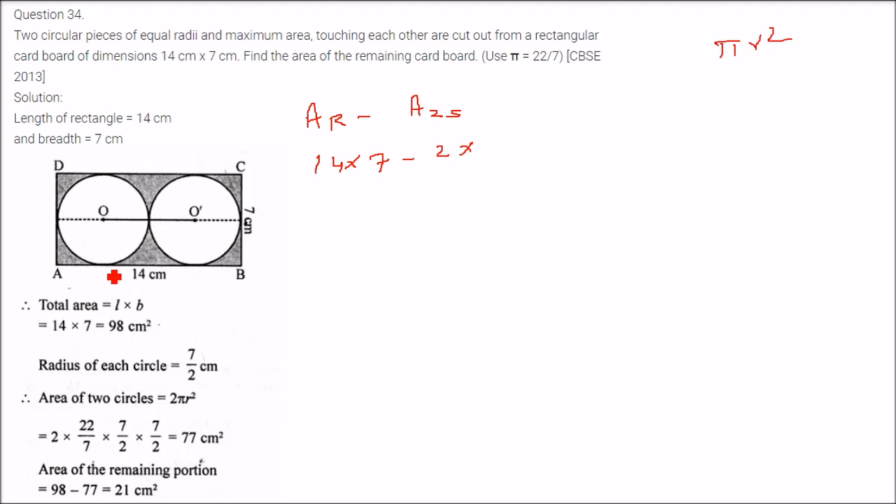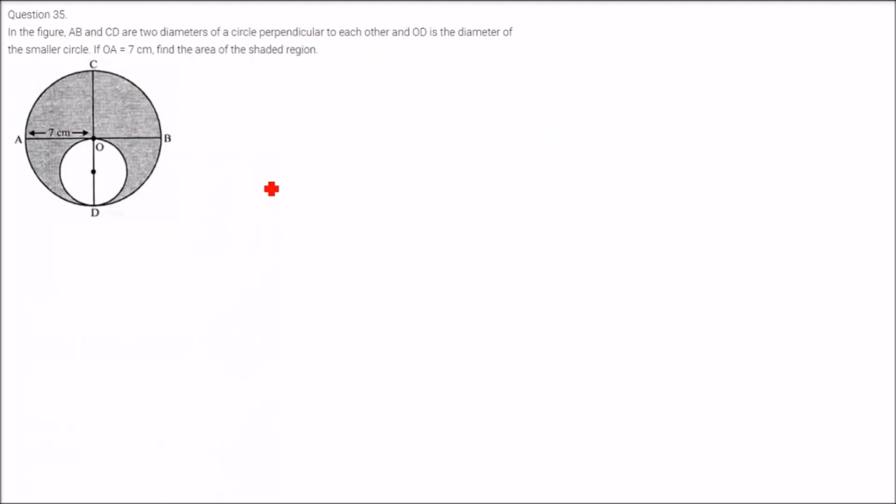Pi r square. What is the radius? From here to here it is 14. So the middle one will be, from here to here it will be 7. So the radius will be 7 by 2. So pi r square, that is 22 by 7 into r square, that is 7 by 2 whole square. So 14 into 7 is 98, minus this will come as 77, and this will be 21 centimeters square.